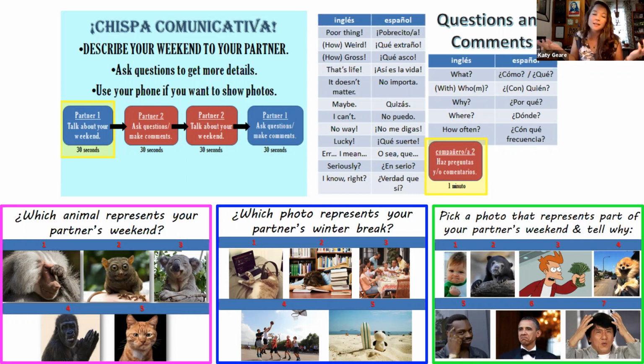So there are a lot of different pictures on the internet that you can find that would show how somebody feels, or let them interpret that as they will. But yeah, that's how I use those weekend chat mats.